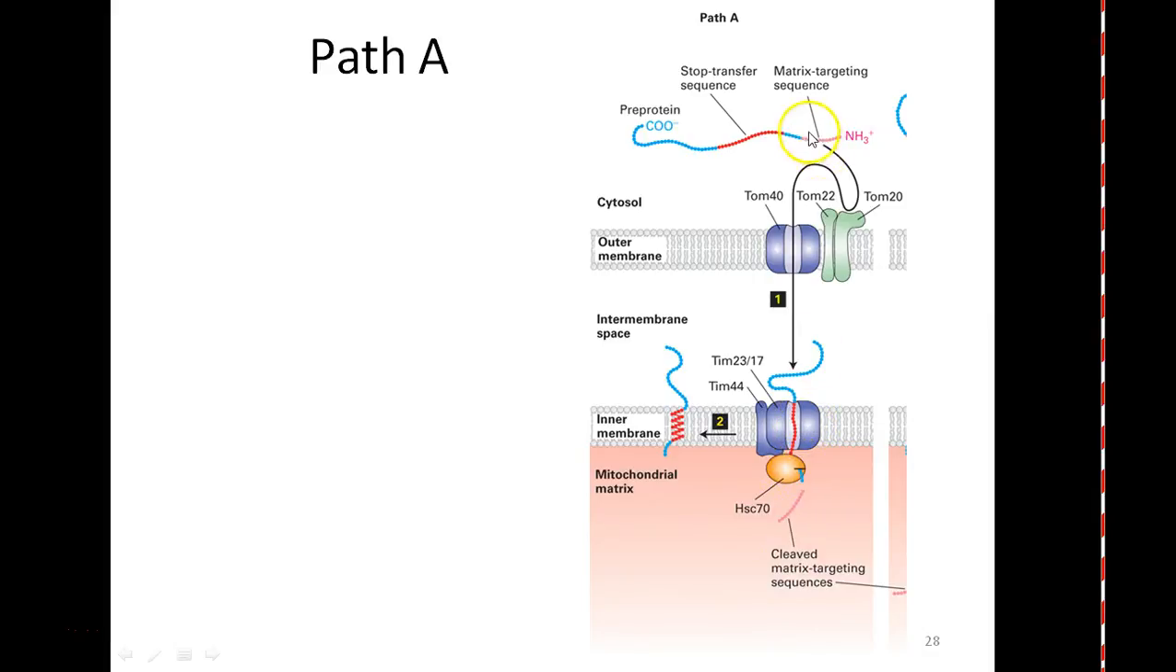Just this pink targeting sequence will be translocated into the matrix, and it will be cleaved. And then what you see here is the stop transfer sequence, the hydrophobic sequence that is a signal for other proteins to embed this protein into the inner membrane. So here is the final protein embedded into the membrane. So this is the non-cleavable sequence, which is now part of the transmembrane domain.